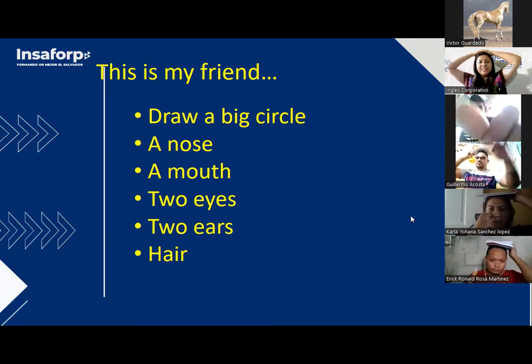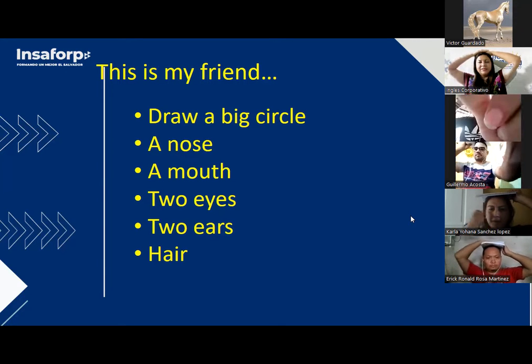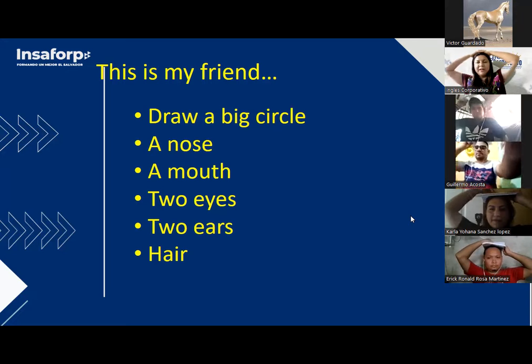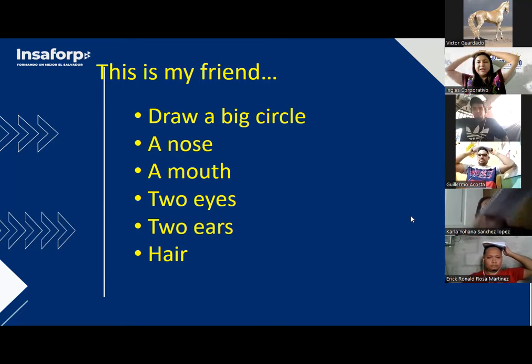Now, yo les voy a decir lo que van a dibujar, lo que van a ir dibujando. Víctor tiene una pregunta. Do you have a question, Víctor? No? Creo que dejó la mano levantada.